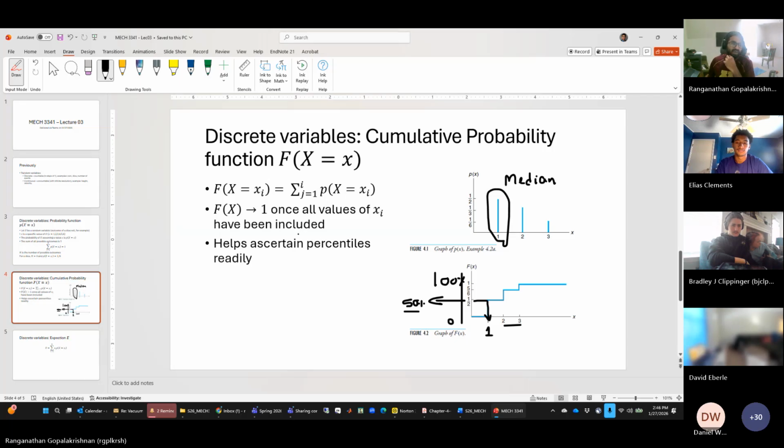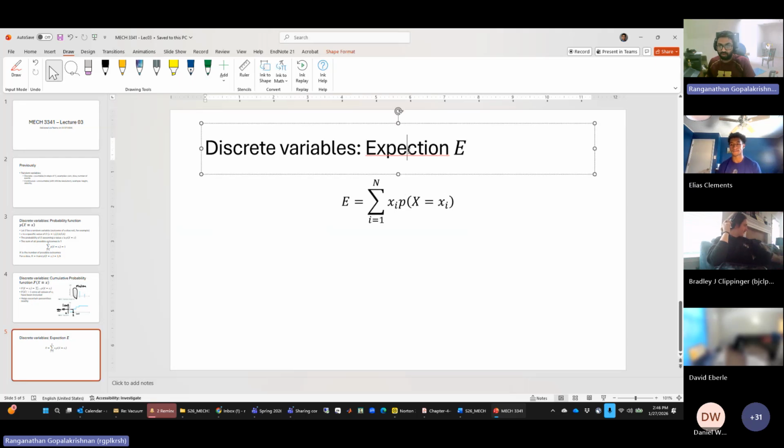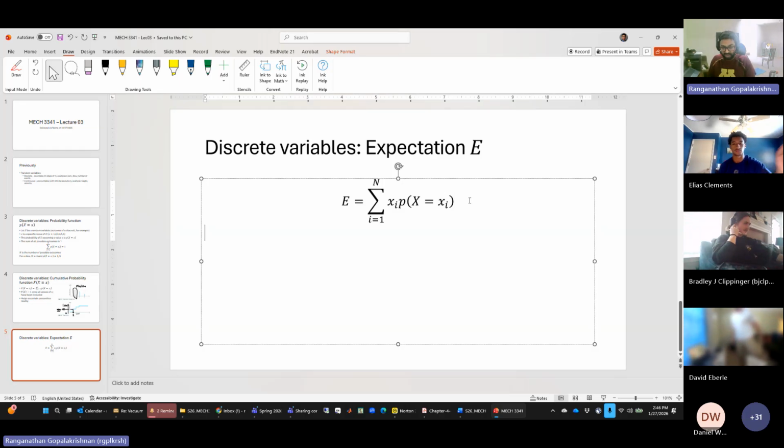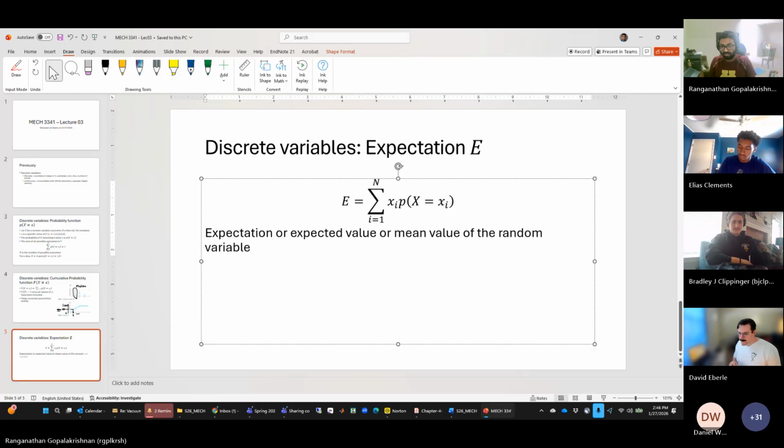Okay. All right. So this is where we kind of stopped last week. And one important quantity that we calculate for discrete variables is their expectation. Okay, expectation or expected value or mean value of the random variable x.